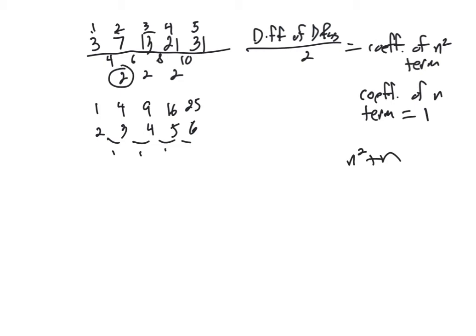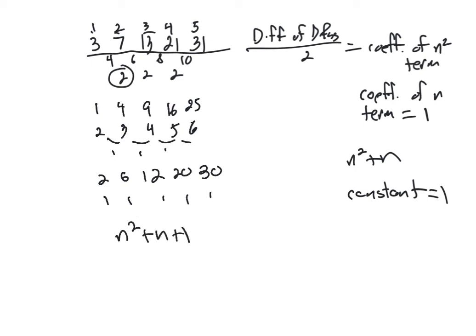Now if we look at what n squared plus n is, we get 2, 6, 12, 20, 30. And now when we subtract that from our sequence, we get 1, 1, 1, 1, 1, which means that our constant term is just equal to 1.